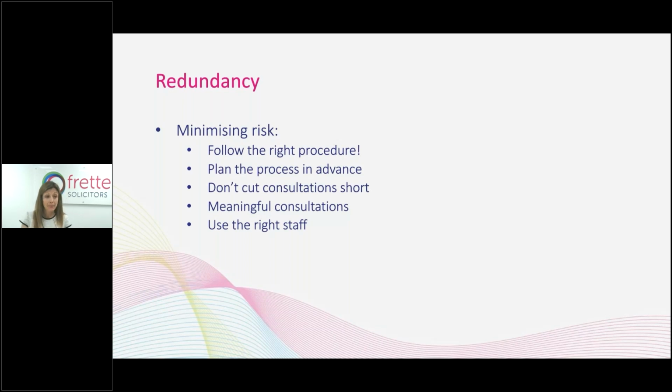So in particular, if an employee who's been scored as part of a pool and they've been placed at risk of redundancy challenges their scores, look at that again. Don't just say, we've carried out the scoring, that's your score. Let consultations be meaningful, and also have the right staff carrying out the consultation process, because it's important that the manager having that discussion with the employee knows how to conduct the process and is approachable, for the employee to feel that they can challenge their selection, challenge the redundancy process without fear of being ignored.